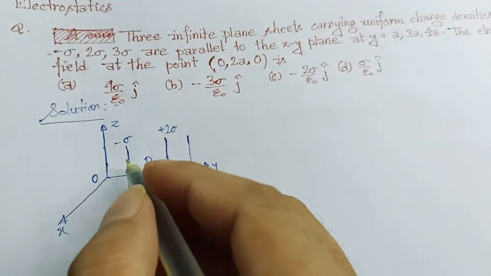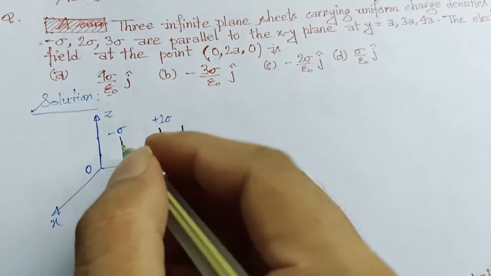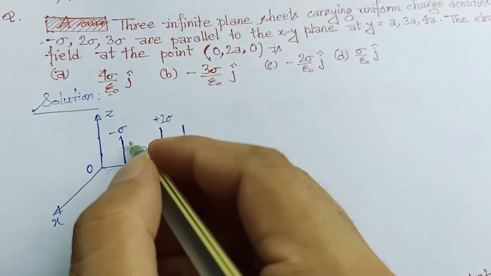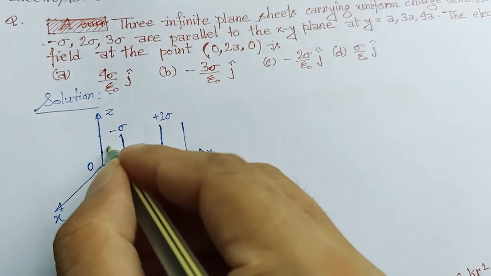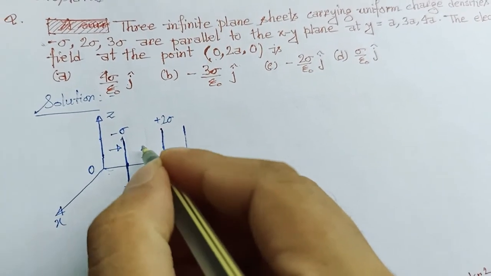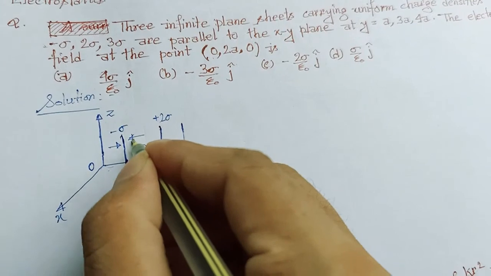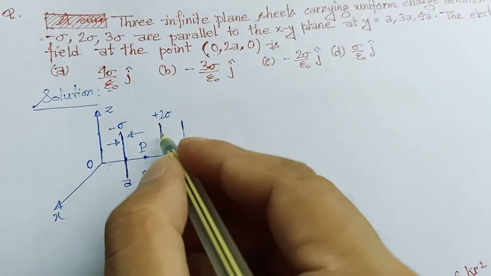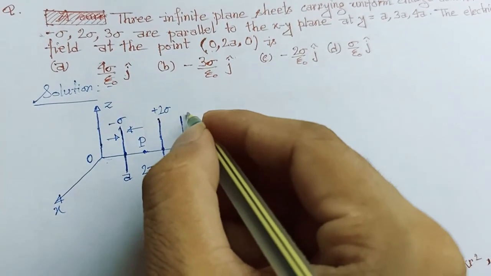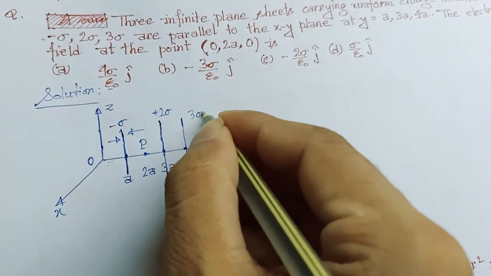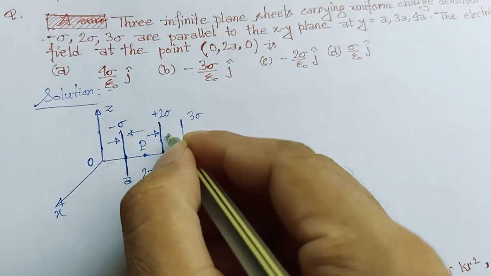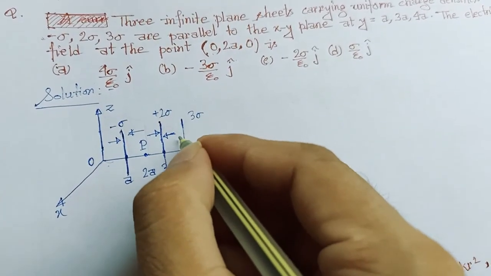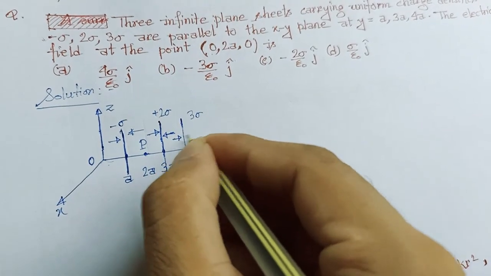For a sheet of negative charge density, the direction of the electric field is towards the plate. So that will be the direction of the electric field for this plate. And for this positive plate, whose charge density is 3 sigma, the field is in this direction and in this direction.